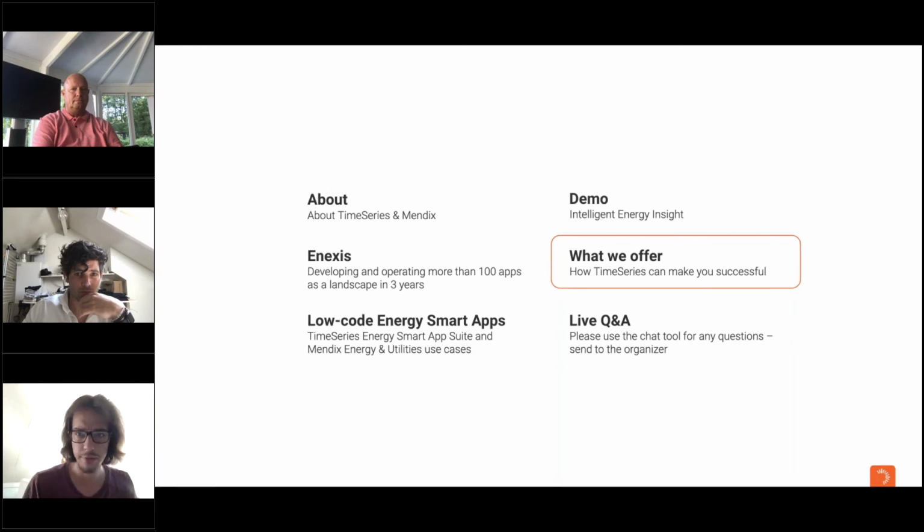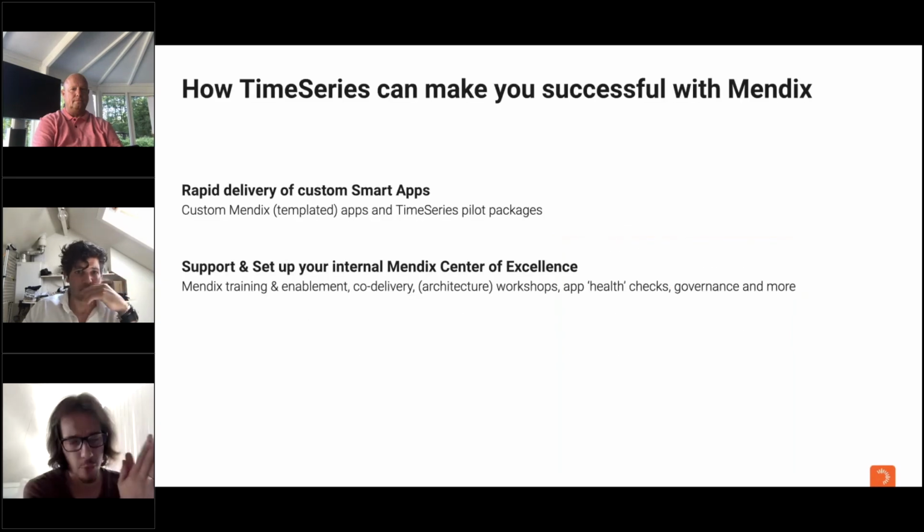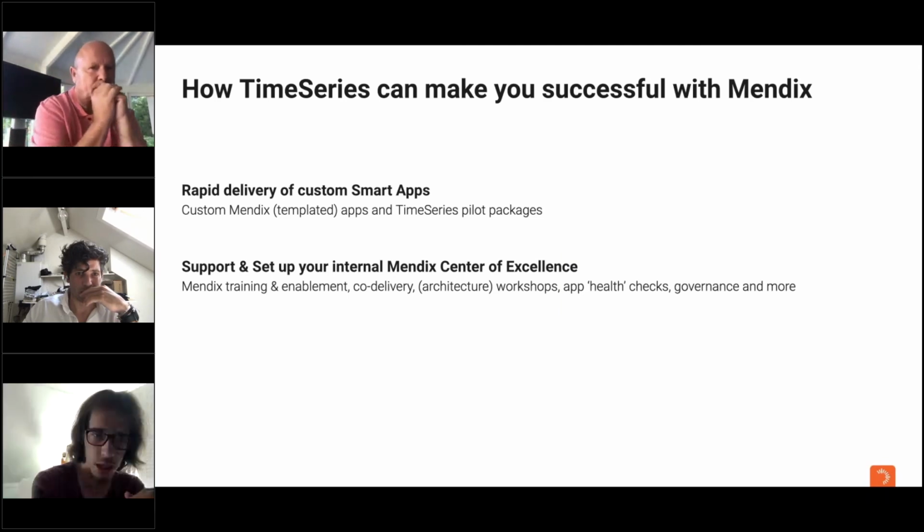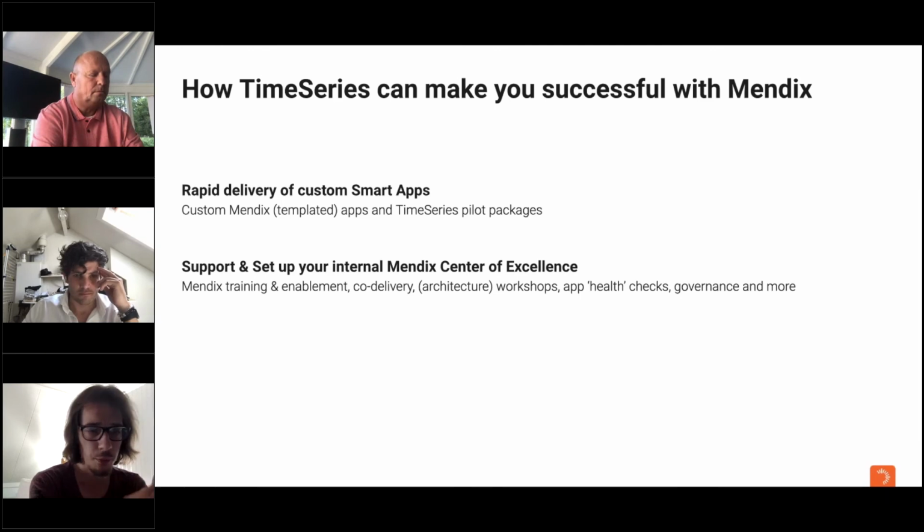So really briefly, the last slide, and then let's open the floor for questions. Basically, we can do two things with Mendix. One is providing you with services and application templates, so we can make Mendix work for you. And secondly, we can also help you set up your own Mendix Center of Excellence, or App Factory, as Ben calls it, where we can do training of your own workforce, and then enable you to get the most out of the platform.